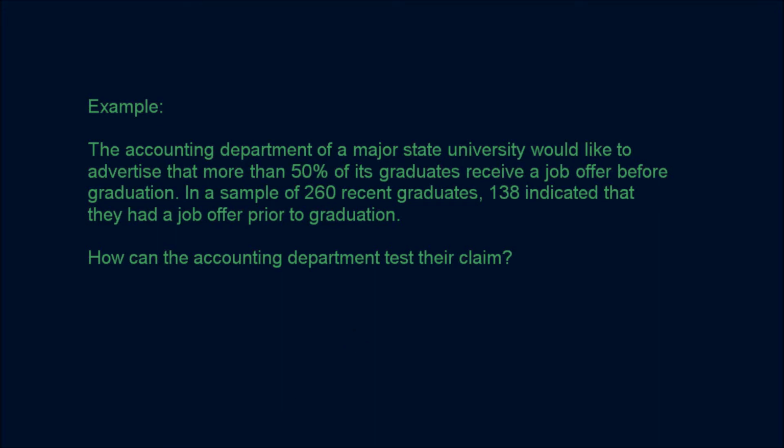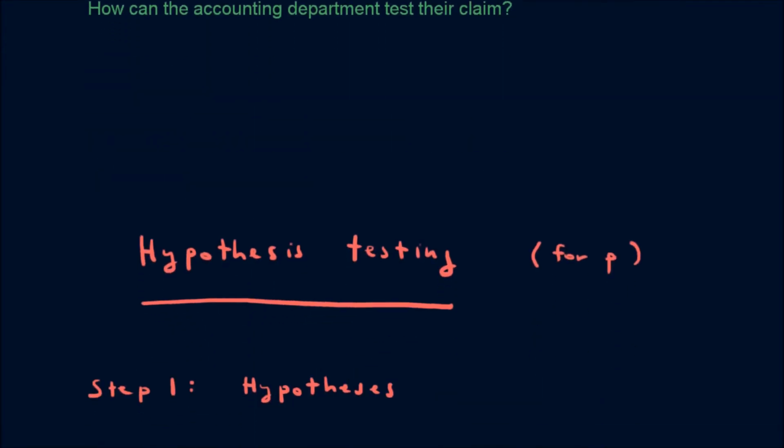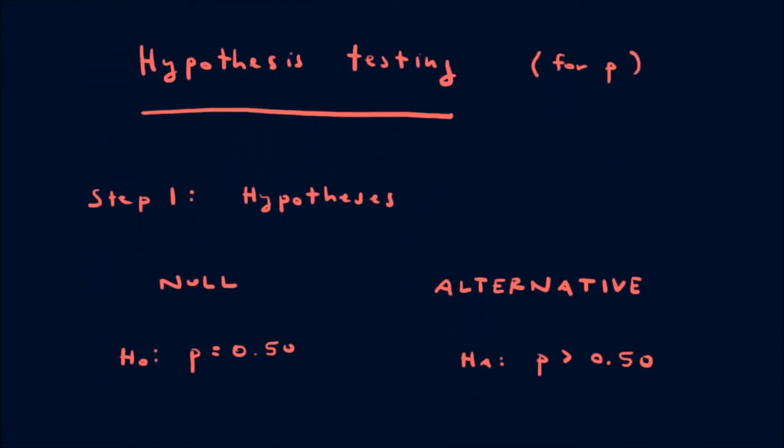This video will show you the 4 steps of running a hypothesis test for population proportion. An example problem: the accounting department of a major state university would like to advertise that more than 50% of its graduates receive a job offer before graduation. In a sample of 260 recent graduates, 138 indicated that they had a job offer prior to graduation. How can the accounting department test their claim? They can do this through a hypothesis test, hypothesis testing for population proportion.